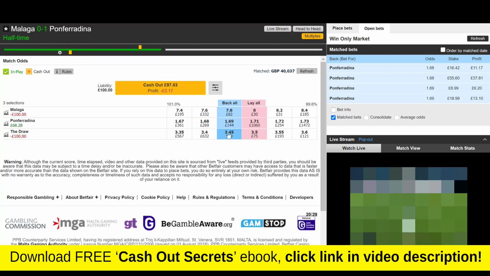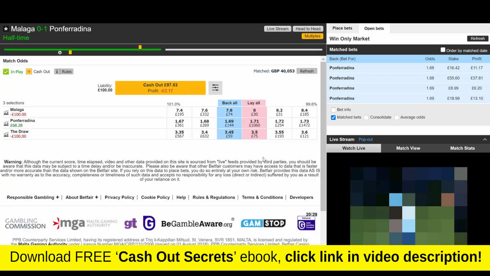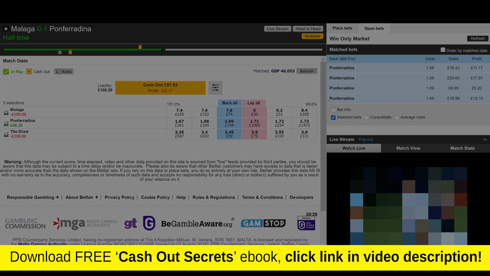Lots of pressure for Malaga. Maybe the price won't move so quick, so we've got to be ready for that one as well. Anyway, they're just about to kick off, as you can see. Let's see what happens in the second half.